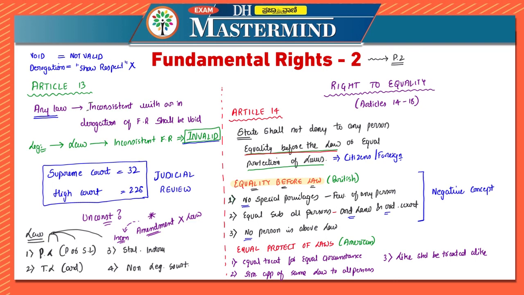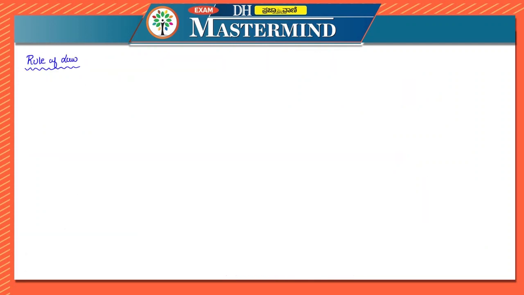In the case of the second one, which is equal protection of law, it is a positive concept. That is, equal treatment for equal circumstances, like should be treated alike, similar application of the same law to all persons. Next, there is the concept of rule of law.